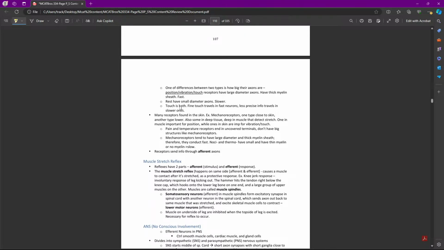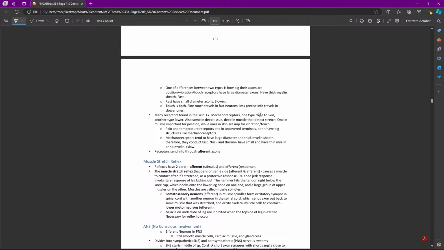One of the differences between the two types is how big their axons are. Position, vibration, and touch have large diameter axons and are myelinated, so they're fast. While pain and temperature have smaller axons and they're slower. Touch is both. Fine touch travels in fast neurons, less precise touch in slower ones.